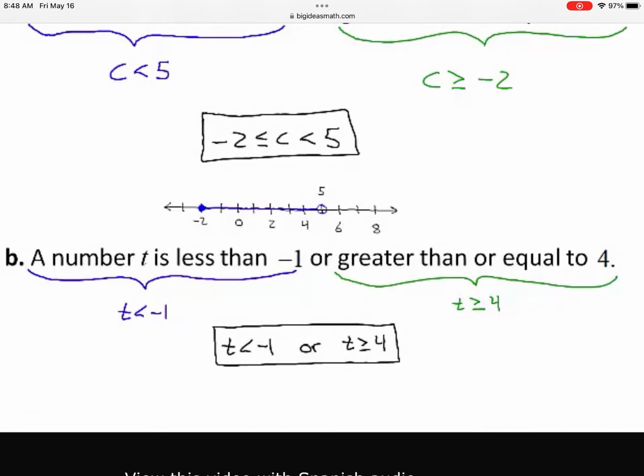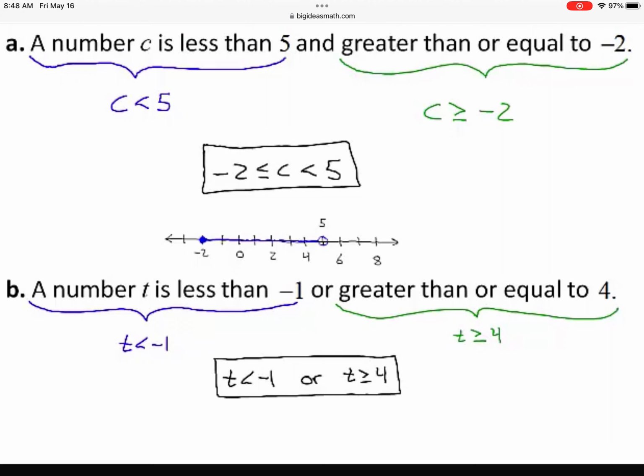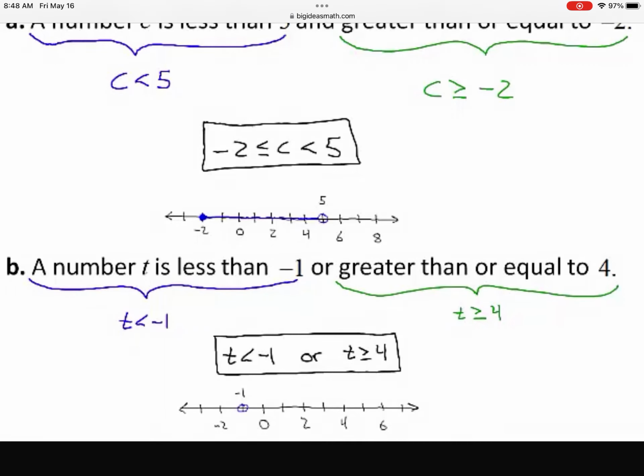Next, graph the inequality on a number line. To graph the inequality, graph the union of t less than -1 and t greater than or equal to 4. First, graph t less than -1. Because -1 is not a solution, use an open circle at -1. Because t is less than -1, shade the line to the left of -1.